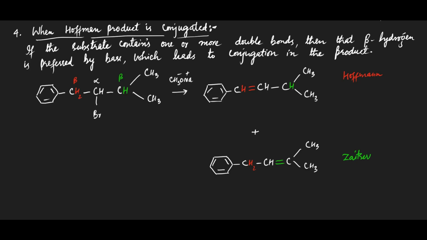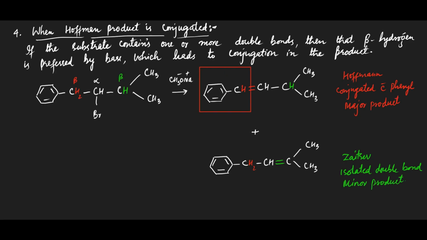In the Hofmann alkene, the new double bond is conjugated with the phenyl ring, whereas in Zaitsev product the new double bond is isolated. Therefore Hofmann product is major because it is conjugated and a more stable product than Zaitsev product, which is an isolated alkene and hence less stable and minor product in this case.